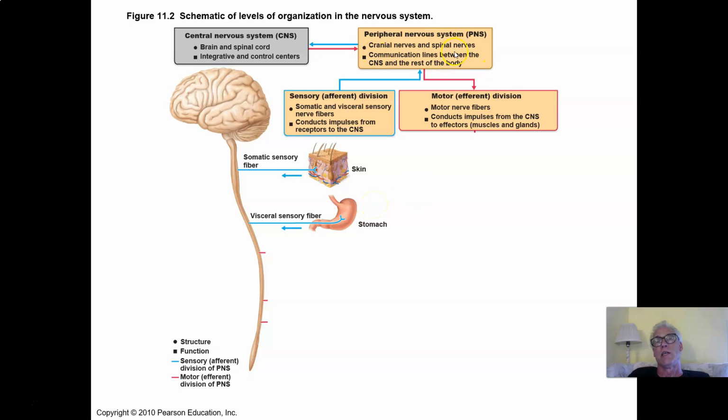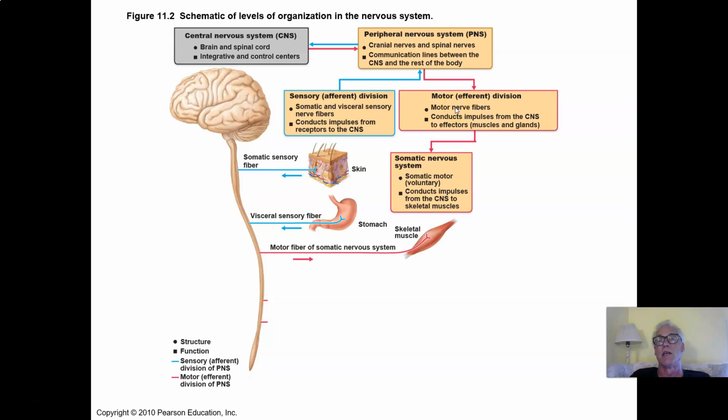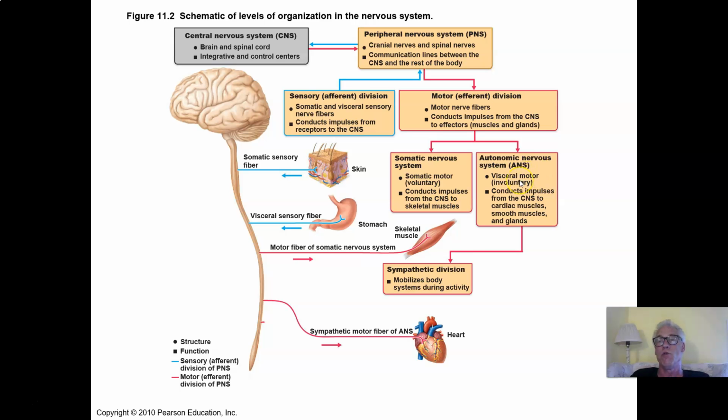Outgoing information is called motor information. The motor divisions carry that information to specific locations. The somatic motor division is the one you're familiar with already. It's the sum of all the neurons that carry information to stimulate skeletal muscle motor units. But there's also an autonomic division. There's an involuntary component there too. There are two parts to the autonomic nervous system.